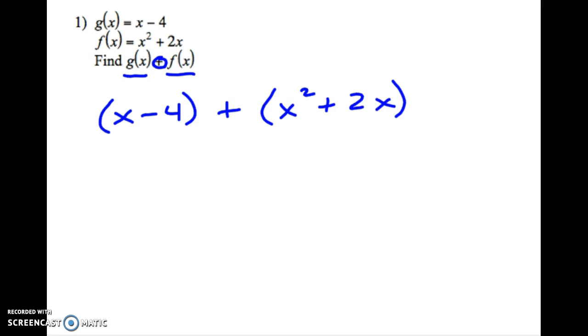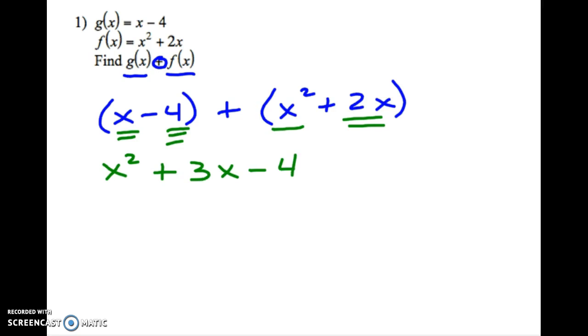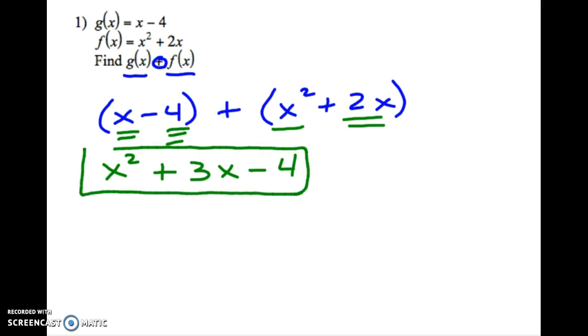At this point, since we're adding, all we need to do is combine like terms. If we're going to put it in standard form, we'd want to start off with the x squared. As far as like terms go, we got an x and a 2x. If we add x and 2x, we should get 3x. The minus 4 is by itself, so it just gets added on. And then the x squared plus 3x minus 4 would be our answer.